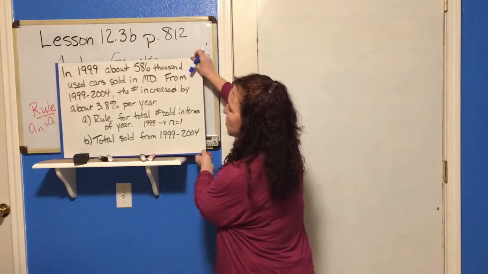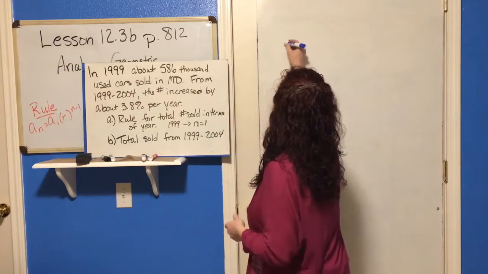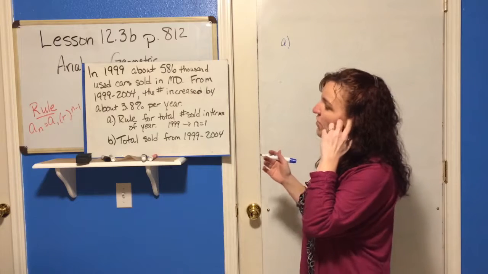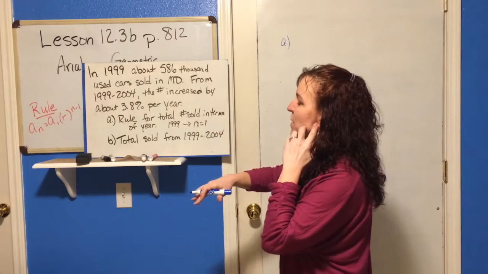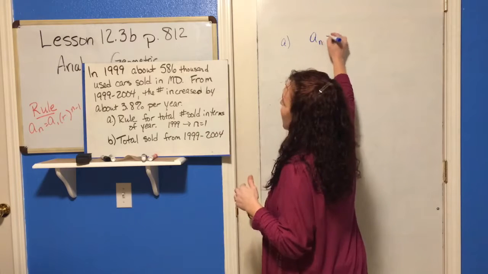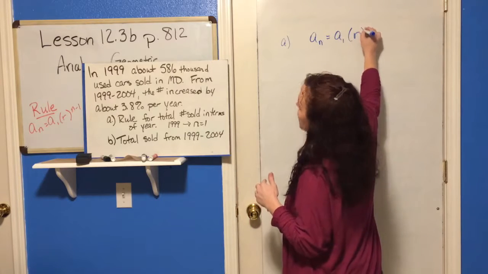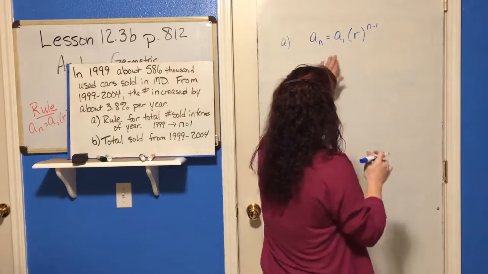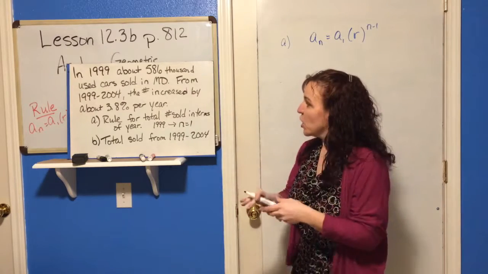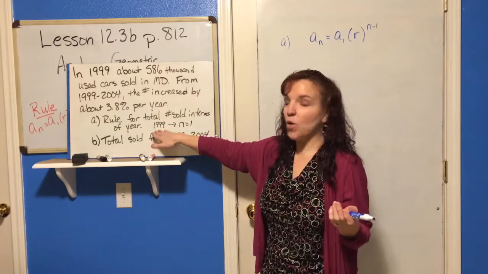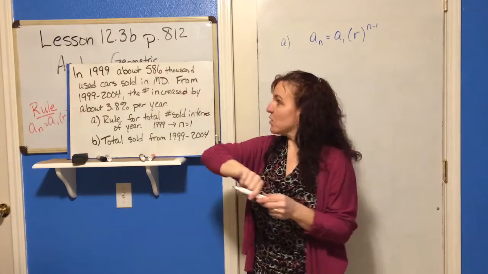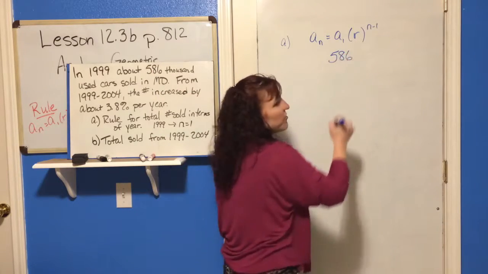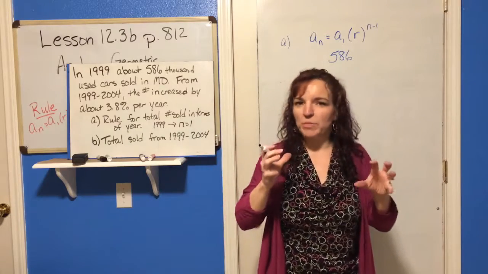So I'm going to scooch it over this way first to remember the rule. So A, we want the rule for the total number of cars sold. So let's look and see. We've got a sub n equals first term times the ratio raised to the n minus 1 power. We want the first term, and we said the first term is 1999, and we know that in 1999, 586,000 used cars were sold. What we can do is just leave it 586, and then remember in our final answer, this is in terms of thousands. So we're going to multiply by 1,000 at the very end.